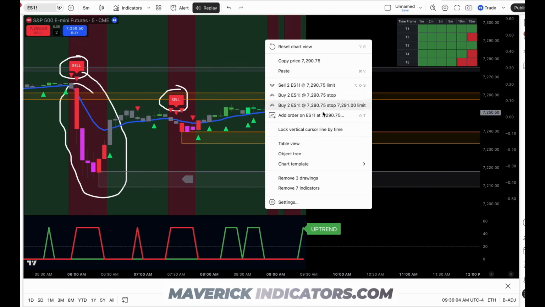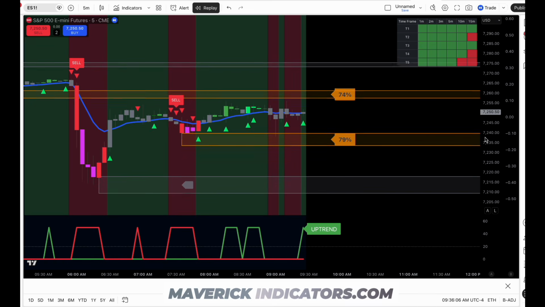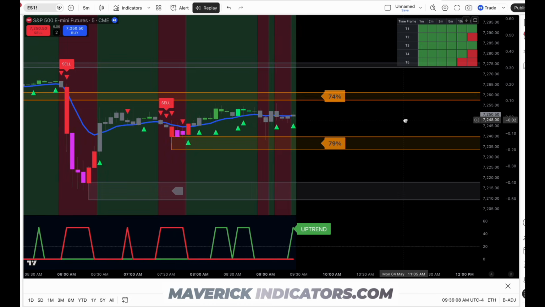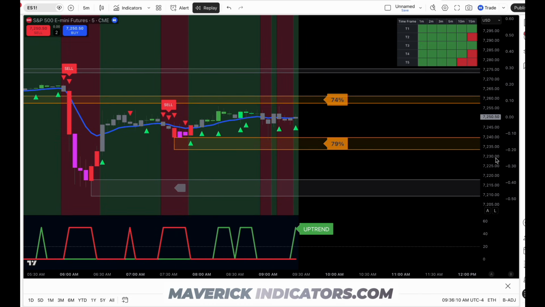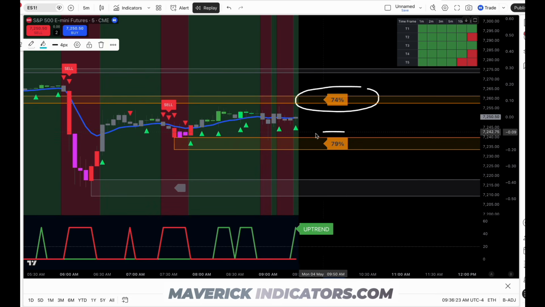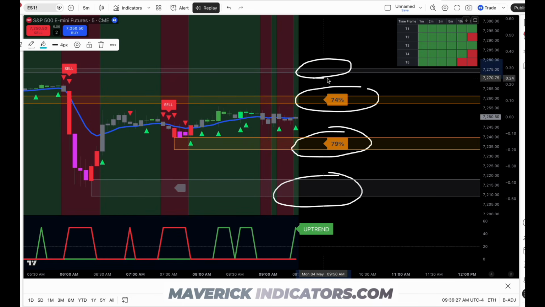What I want to do today is go over this amazing indicator that we just released 2 weeks ago, and we've gotten so much amazing feedback about it. I couldn't be more thrilled about it. It's the Maverick Zones. And the Maverick Zones is auto-drawing your support and resistance levels by probability. This is a big key thing, okay?